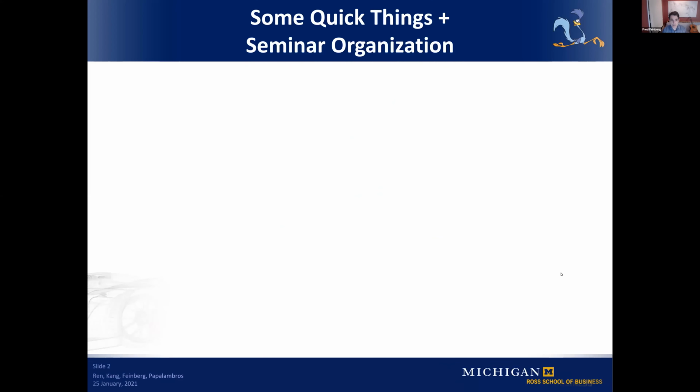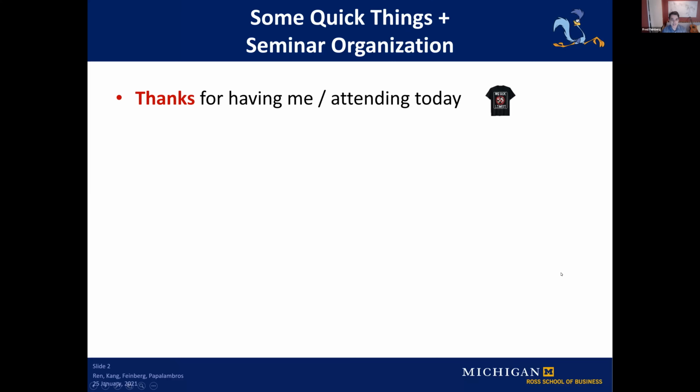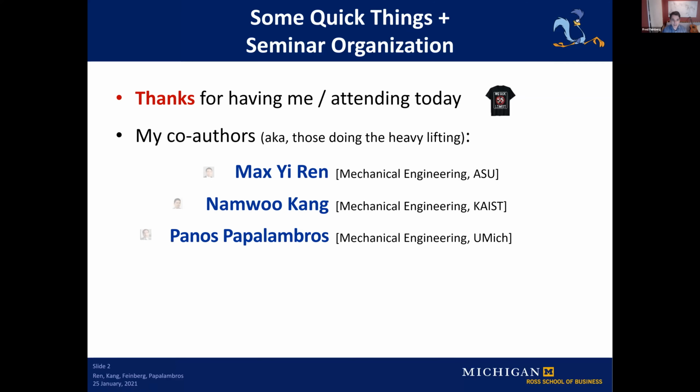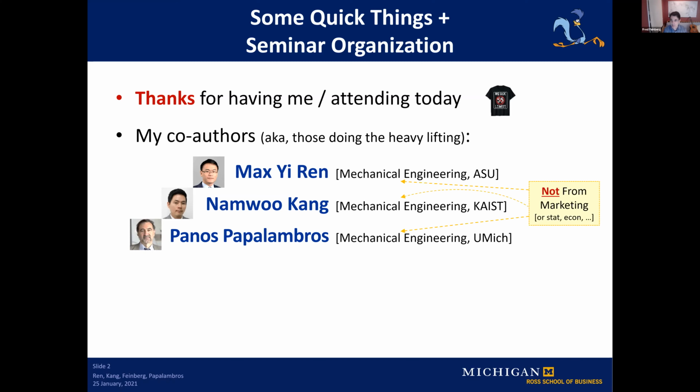Just some preliminaries first. Thanks for having me and attending today. My co-authors, presented here in something of a ziggurat fashion, are Max Yiren, who's a mechanical engineer at ASU, Namwoo Kang at KAIST, and Panos Papalambros here at UMich. And you don't need a machine learning model. A simple logit is enough to see that these people are not from marketing. And that informs a lot of the way that this research went.